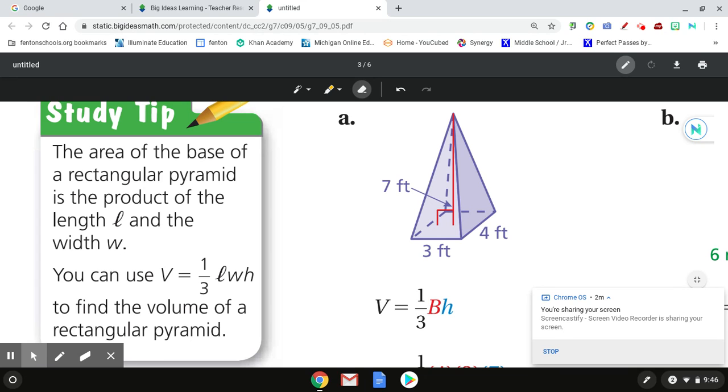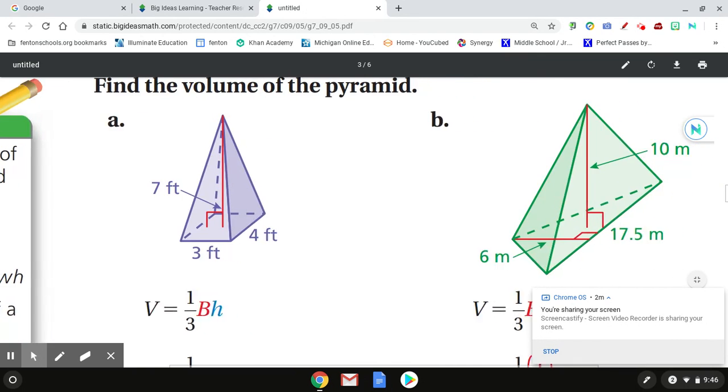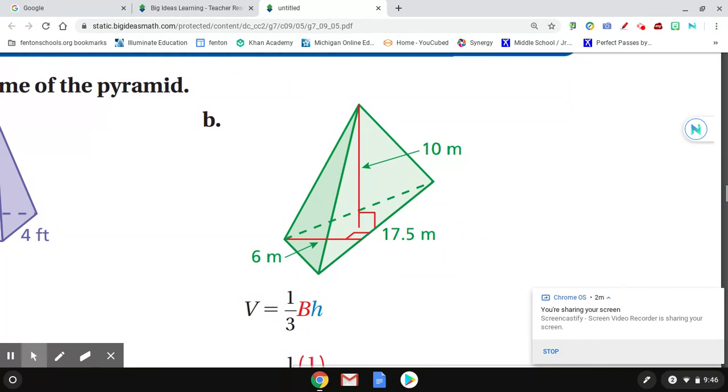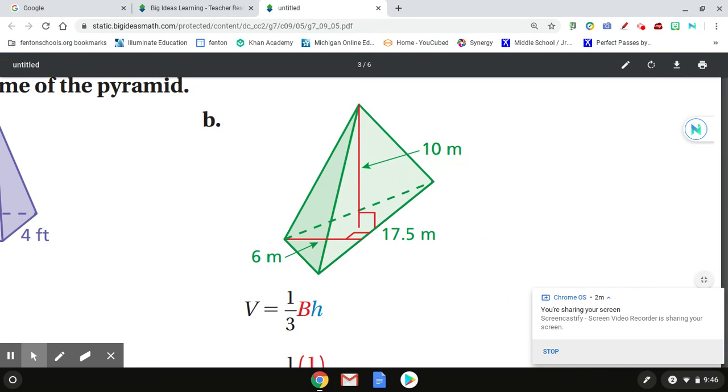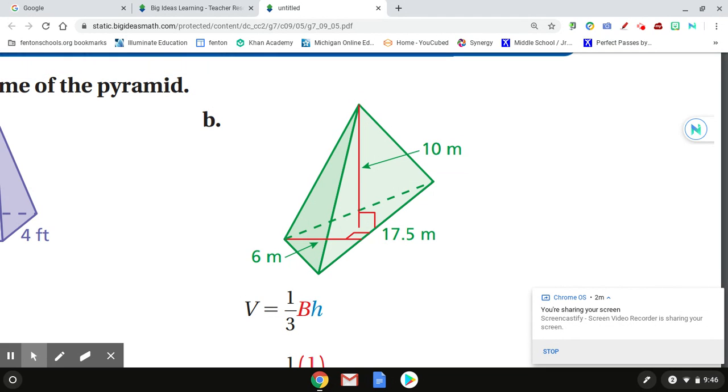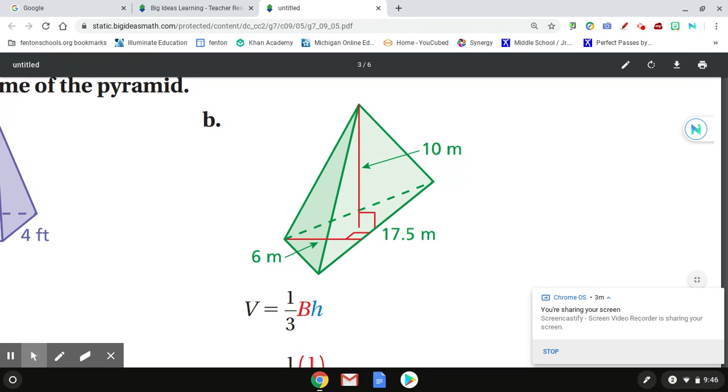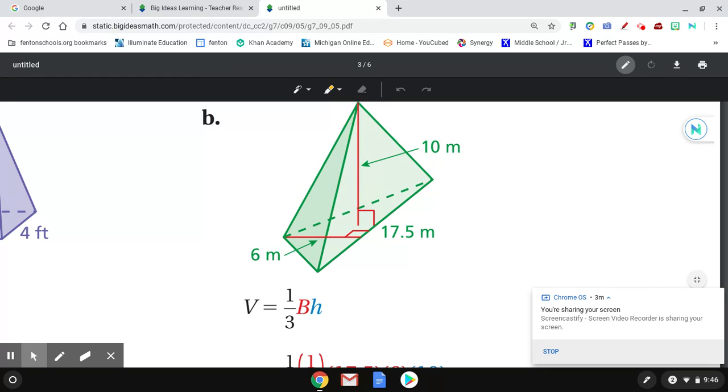So let's see here. I'm going to have to get out so that way I can scroll over. All right, so we're going to look at this pyramid here. And the same thing, volume is the area of the base times the height. Okay, so area of the base times the height. So let me go ahead and annotate the screen for you.